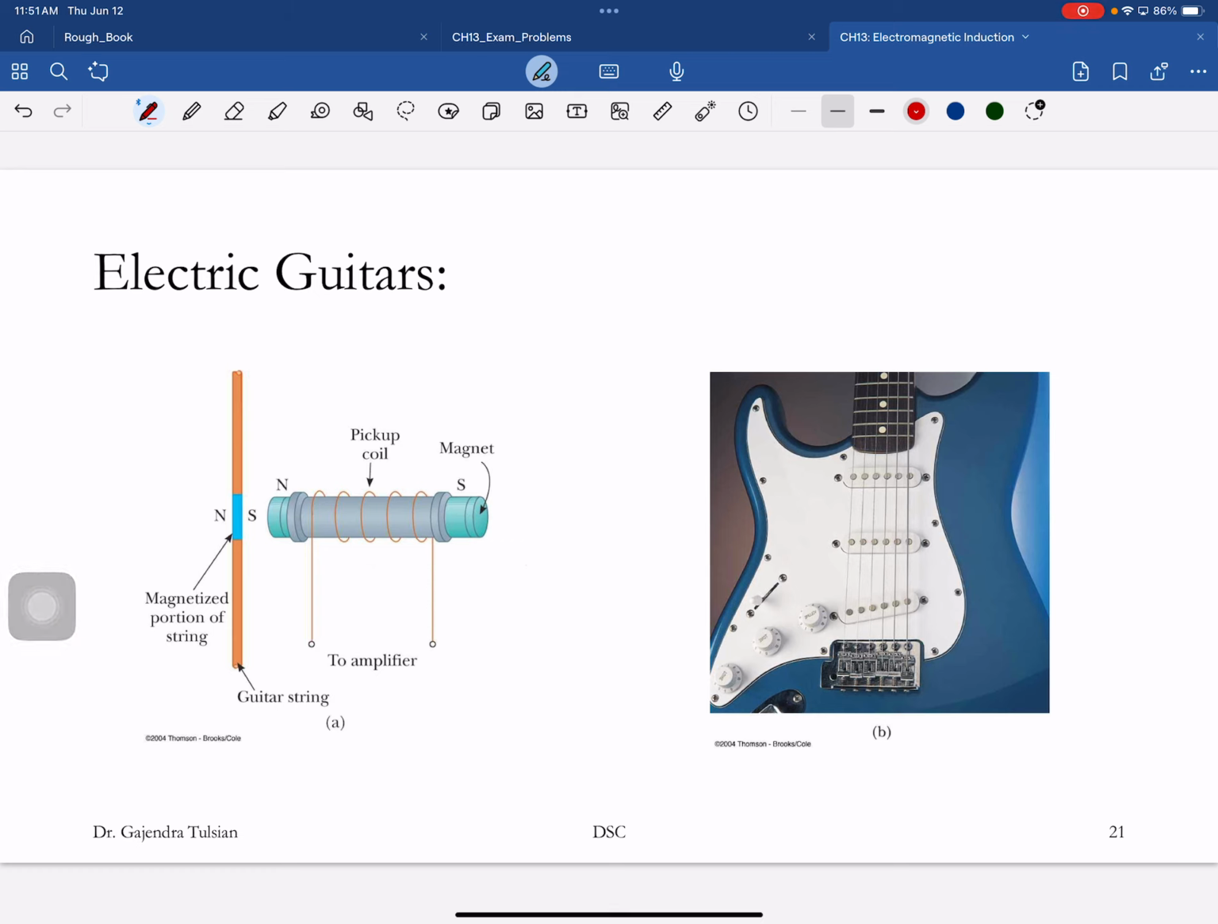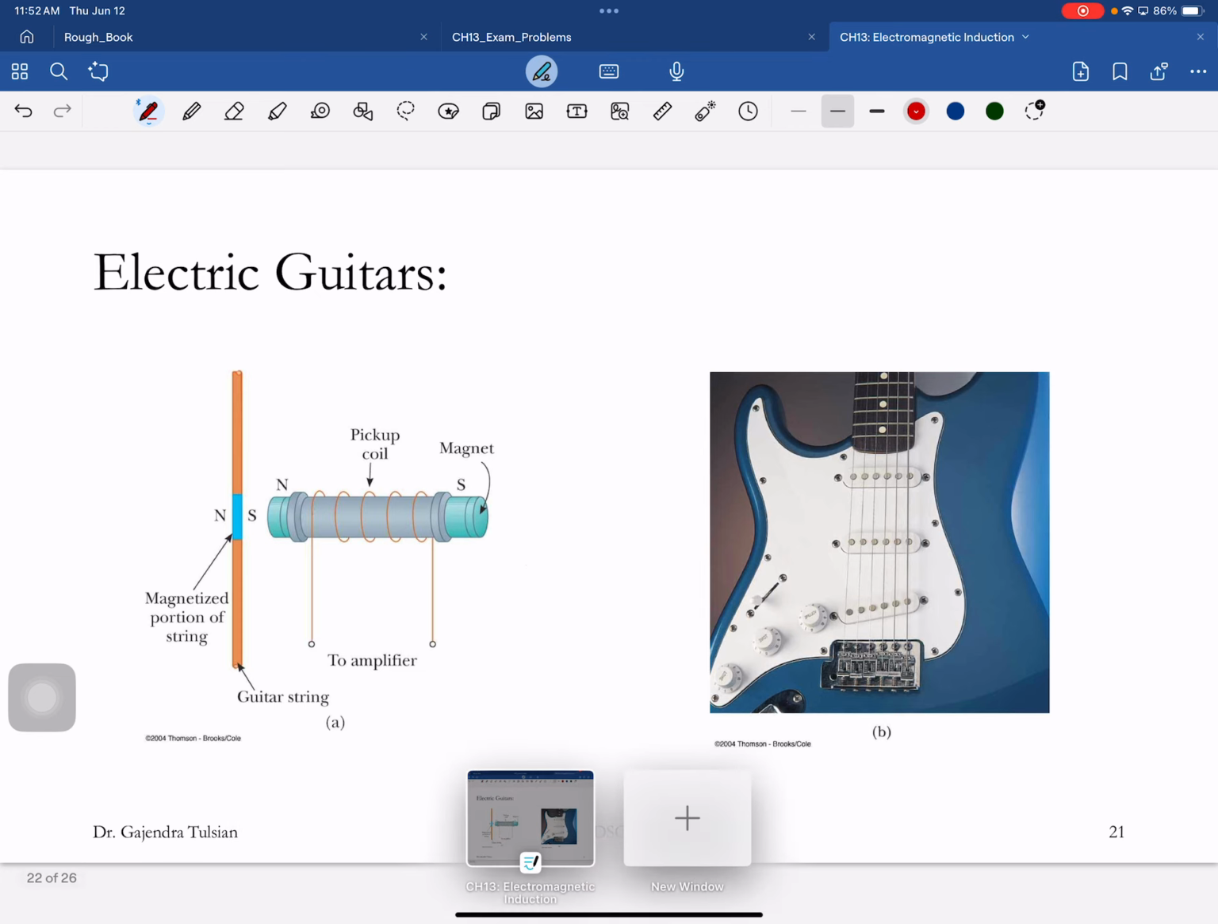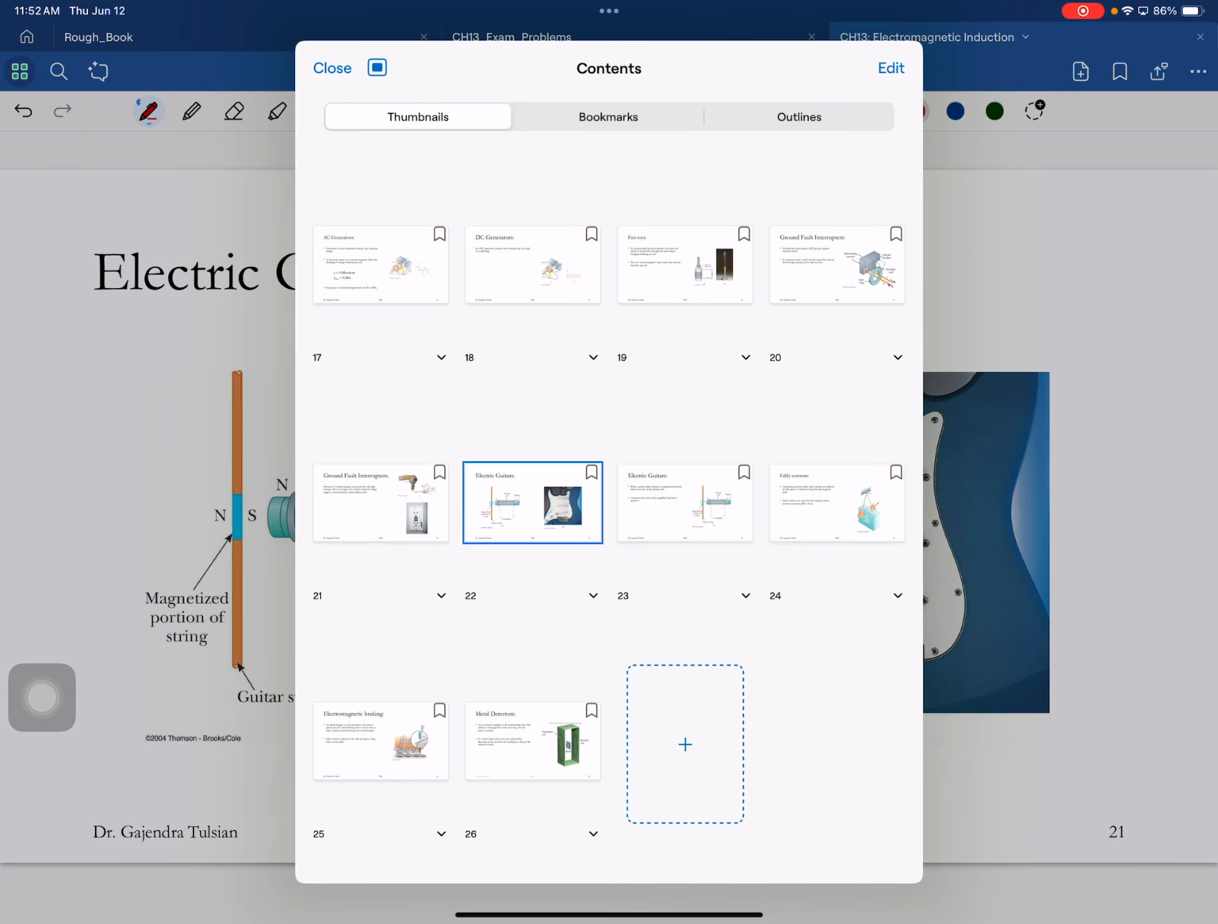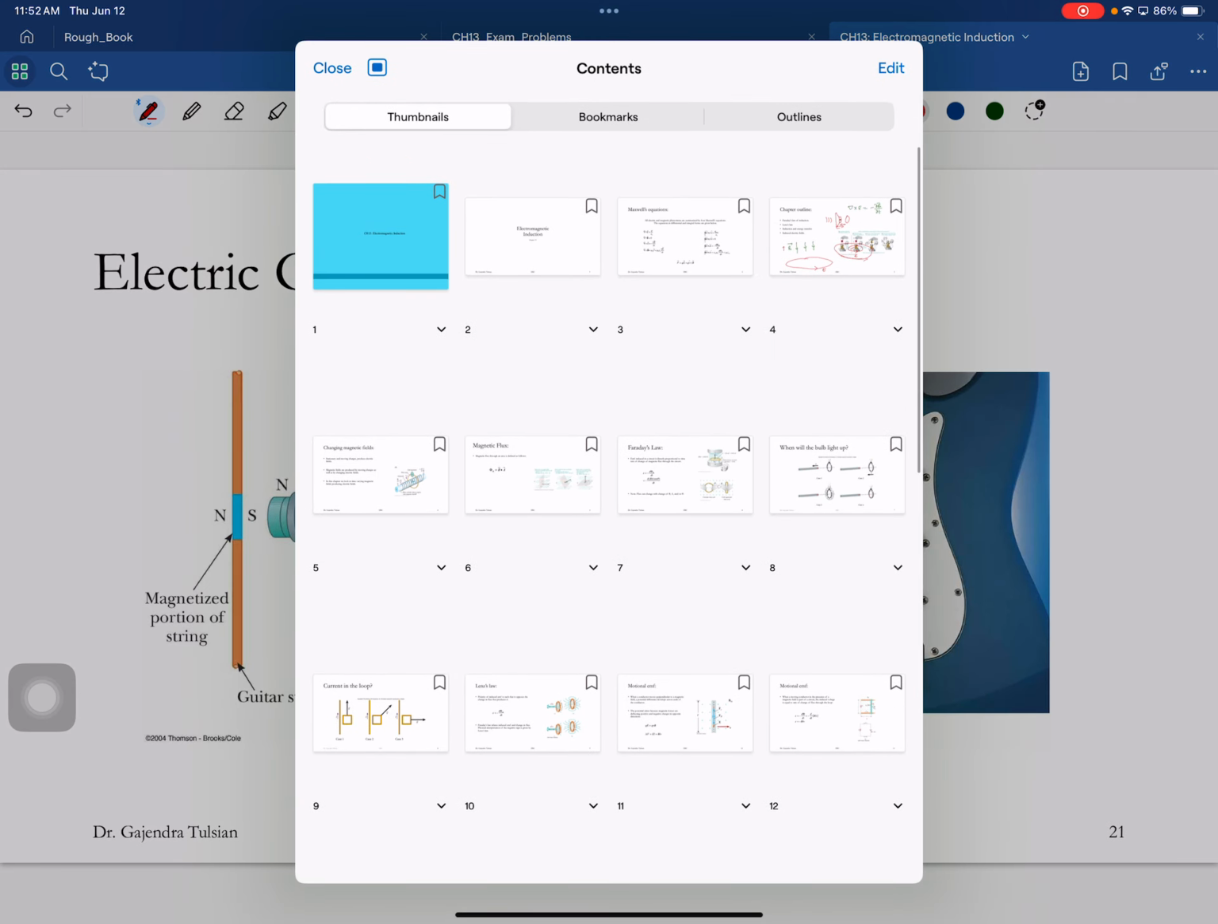The guitar strings are magnetized? Yeah, that area is magnetized here. So now you know how to convert any motion into an electrical signal. Just take a magnet and put a pickup coil nearby, and you're all set to go. All right, so that's what we're going to learn today.